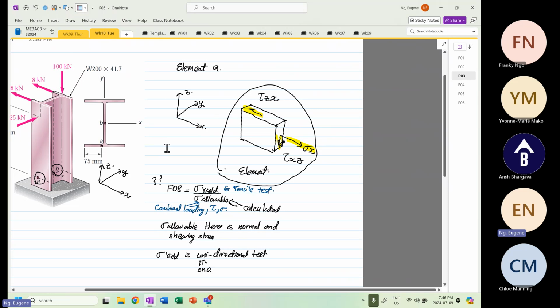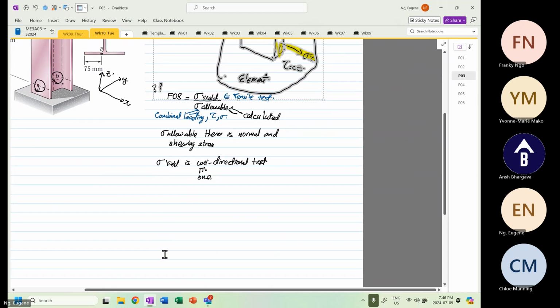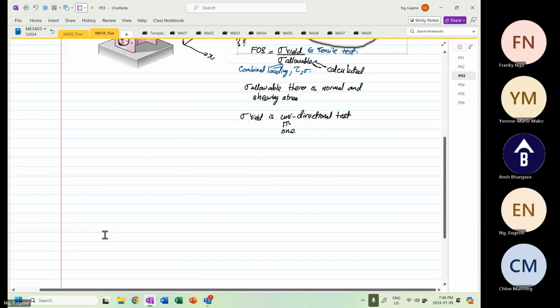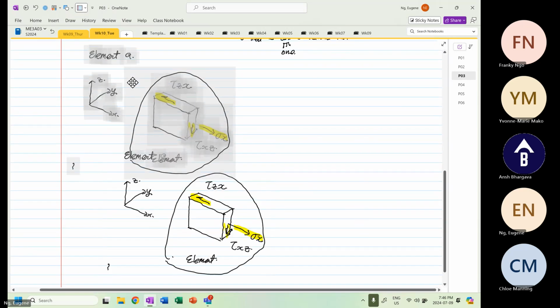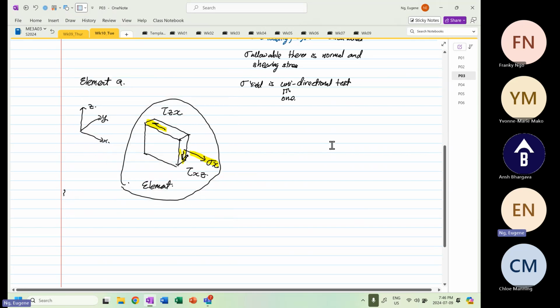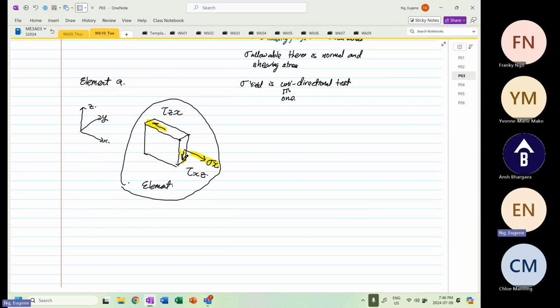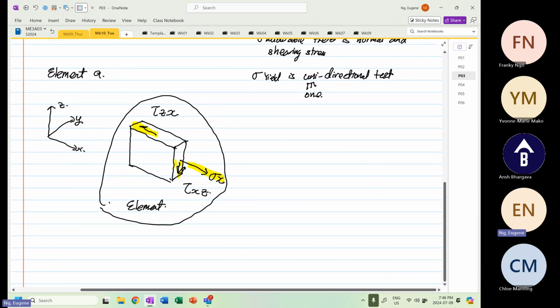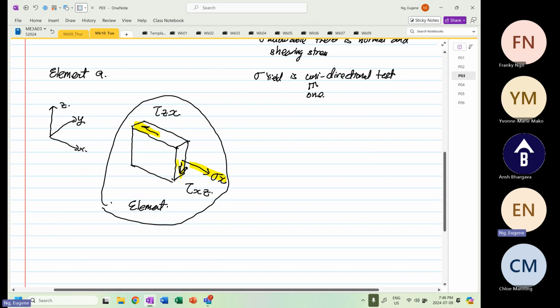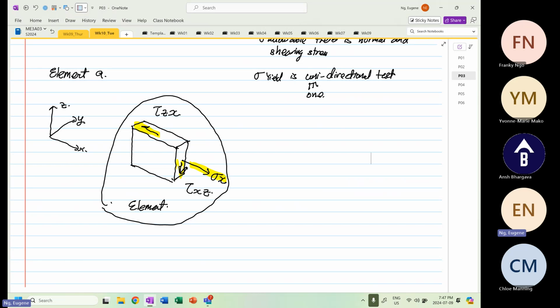So from here, I'm going to copy the element. Right. So by looking at the element, we are going to draw Mohr's circle. For this case, 3D Mohr's circle. I repeat again, we're going to draw. No, let's not do 3D. Let's do 2D first.